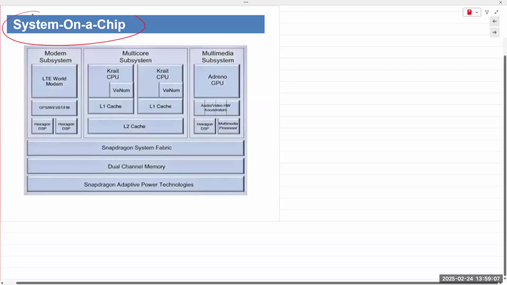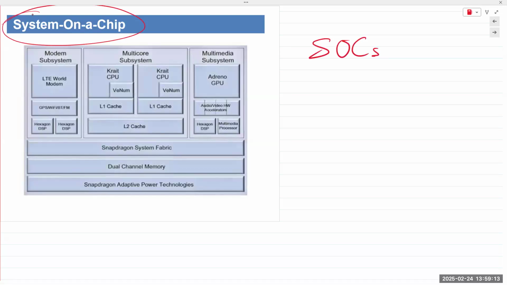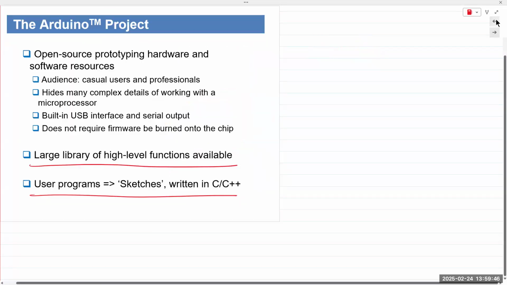Then we have system on a chip, SoCs. SoCs basically incorporate everything. They incorporate your CPU, your memory, your storage, your graphics processors, even your wireless modems. So depending on what capabilities you want to have in there, you can incorporate everything inside your SoC. This here shows you a SoC created by Qualcomm. These are all based on an architecture known as RISC.